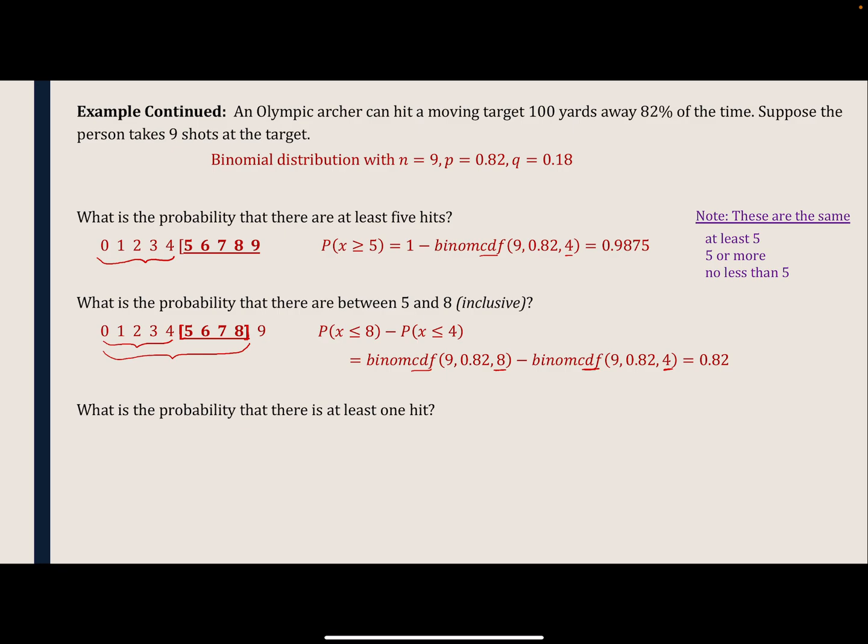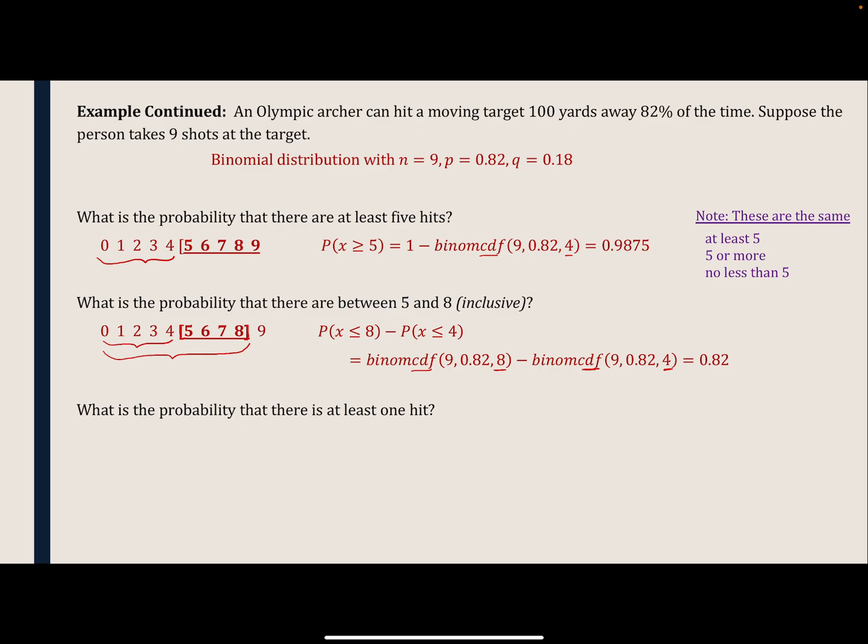When you put this in your calculator, and I know I'm not showing the calculator here, you can do it all at once. You do the binomial CDF command with 8, get it into your calculator, hit minus, do it again with 4, and then hit enter. So this is all one line in your calculator. You don't have to find separate values and then subtract.